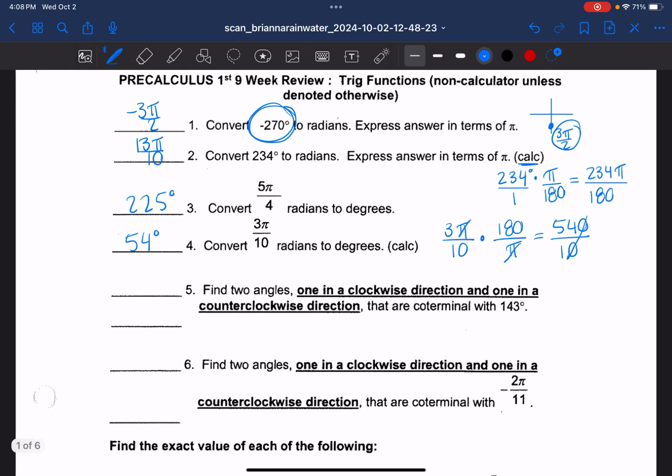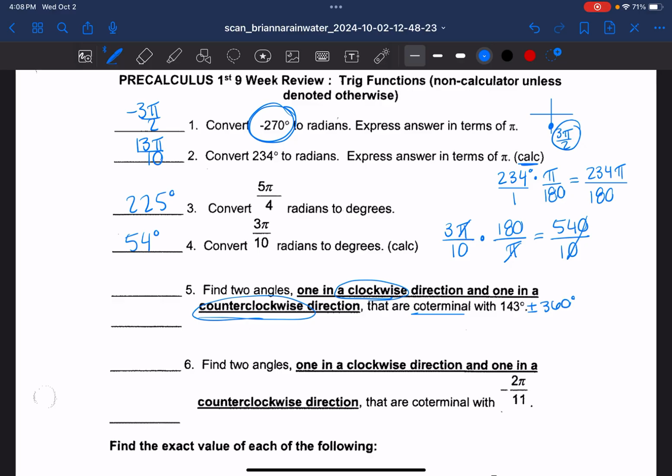Number 5 says to find 2 angles, one in a clockwise direction and one in a counterclockwise direction, that are coterminal with 143. So coterminal means they share a side. If they share a side, that means it has to go all the way around the circle. An entire circle is equivalent to 360 degrees. They said we need one that goes clockwise, one that goes counterclockwise. In other words, I need to add and subtract 360 degrees from 143.